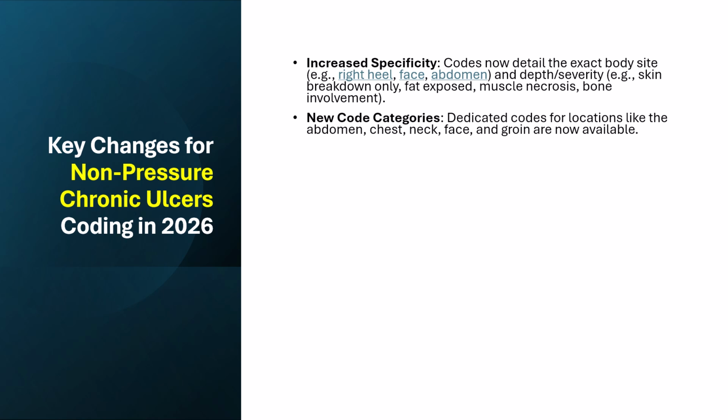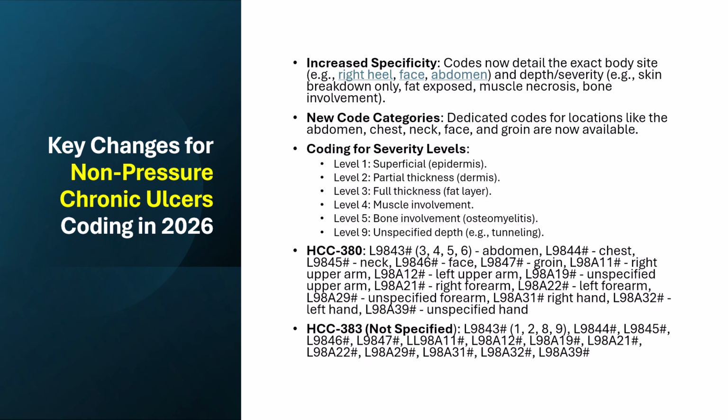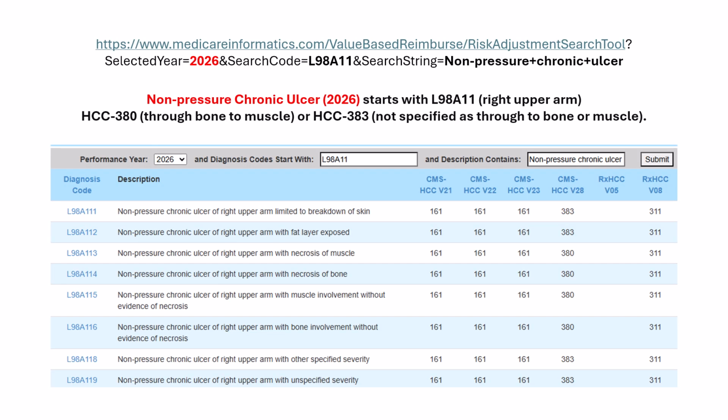Over 100 new codes, the L98.4 series, detail non-pressure chronic ulcers by specific site and severity, including abdomen, chest, neck, face, groin, and upper extremities. This is the list of non-pressure chronic ulcer 2026 ICD-10 codes. It starts with L98A11, right upper arm, which are mapped to either HCC 380, through bone to muscle, or HCC 383, not specified as through to bone or muscle.